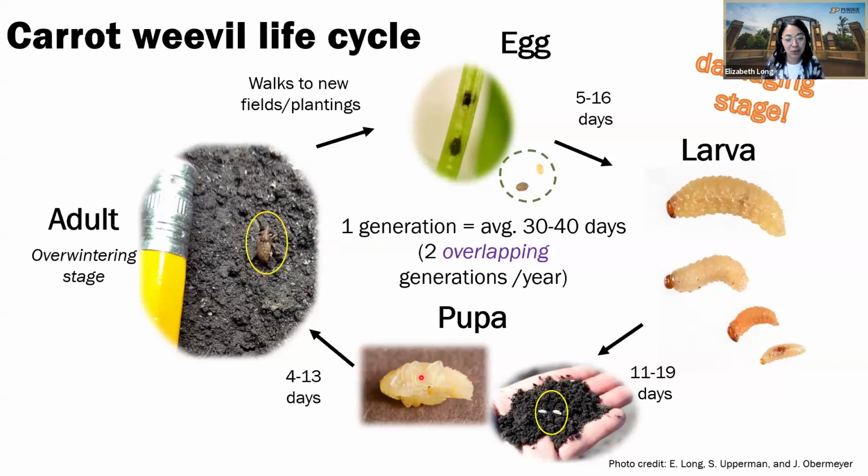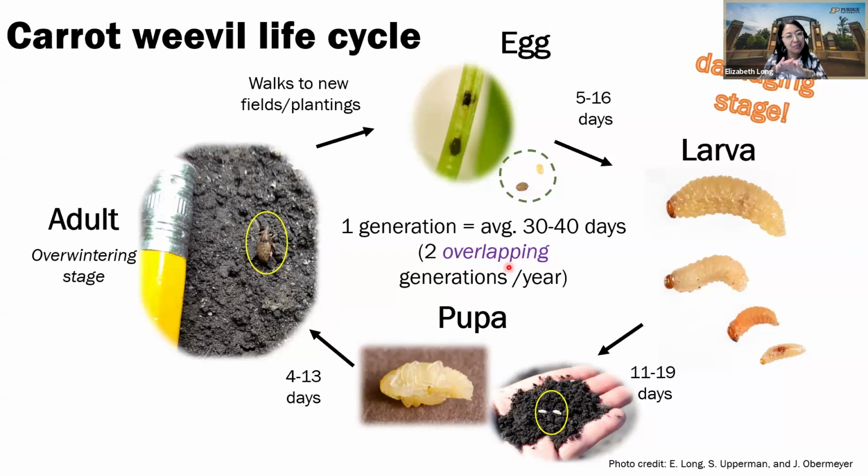I should say the pupae occur in the soil, and then they emerge, crawl to the soil surface, and this whole process starts again. So one generation, generally speaking, takes 30 to 40 days to develop. And in our part of the country, I should say in Ohio, in the Great Lakes region, we see 2 overlapping generations per year. And I have overlapping here in purple because that means you can actually see the adults, you can find eggs, larvae, and pupae all at the same time during a typical production season.